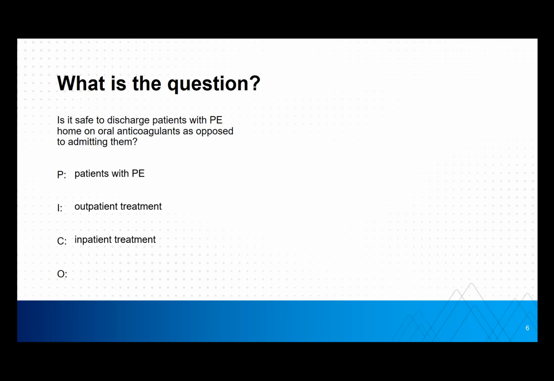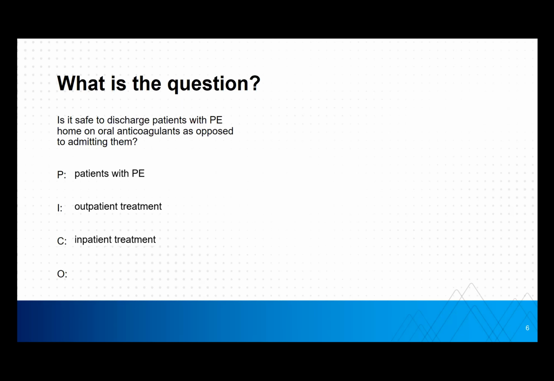And the problem that this resident was having as he was going into the literature is he was searching using terms like PE oral anticoagulant or PE oral anticoagulation, and was getting a whole lot of results, or getting lost in the weeds of choice of anticoagulant, as opposed to treatment setting, right? Which is really what the person was interested in.